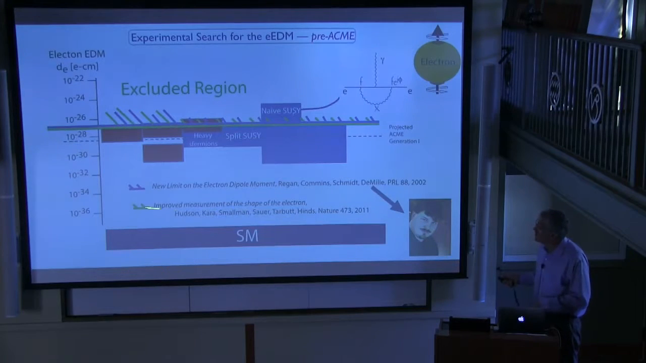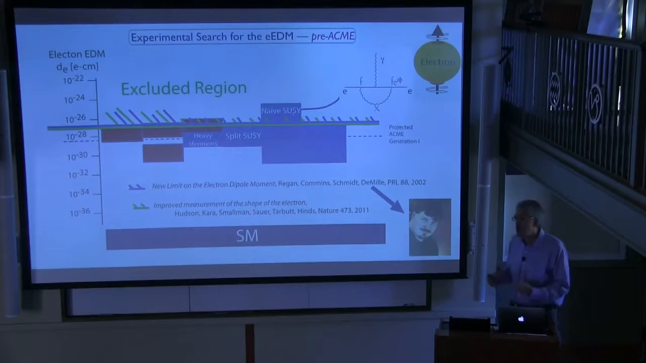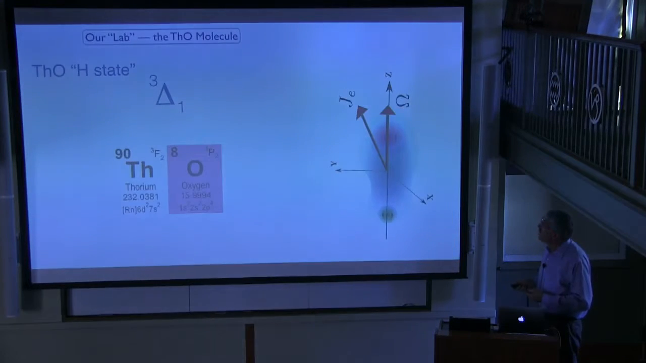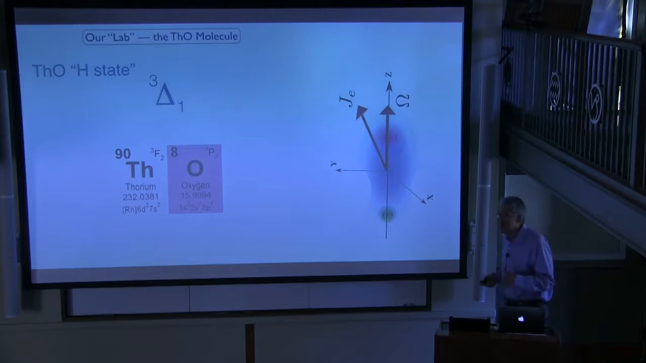There was a later experiment done with molecules, which is that green line right there. And the ACME experiment is the next generation, so to speak, of these pioneering experiments that were led by Ed Hinds. Okay. So our lab for looking for the EDM of the electron is this.